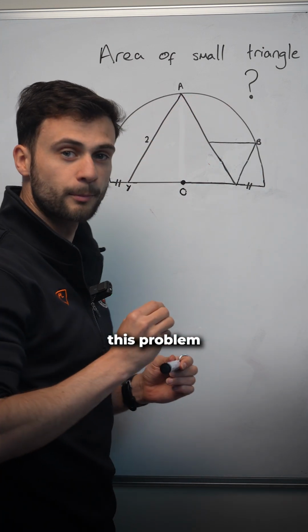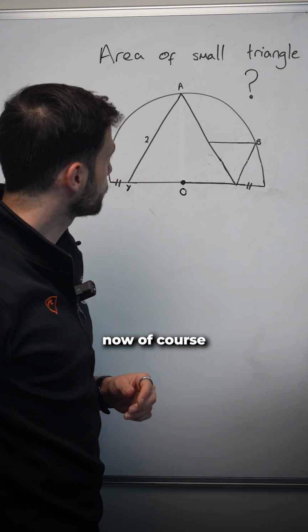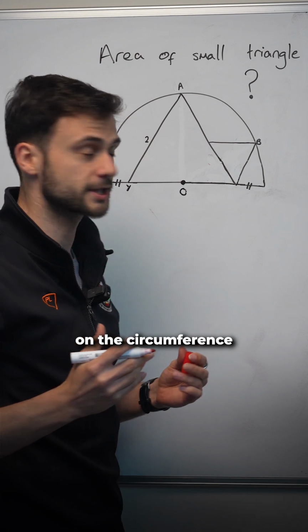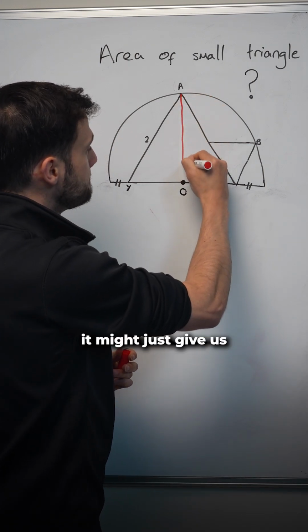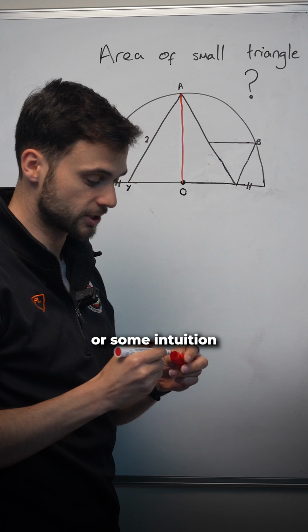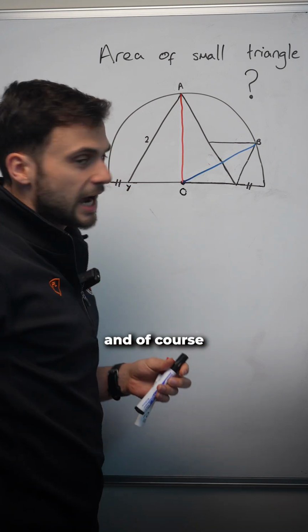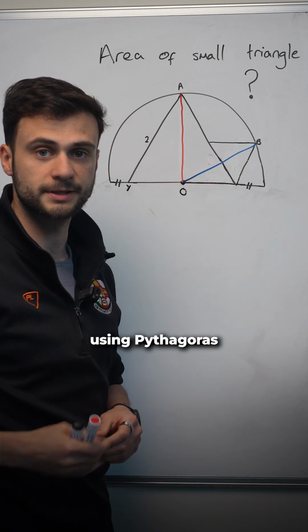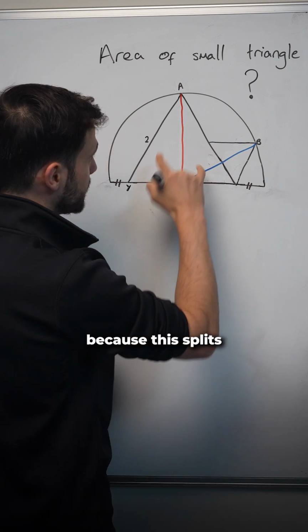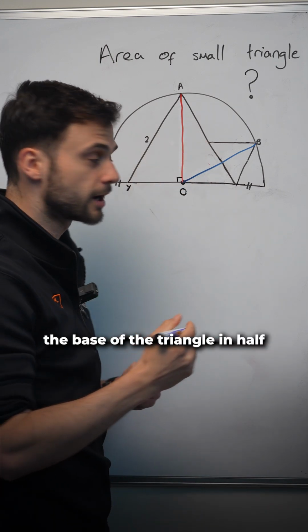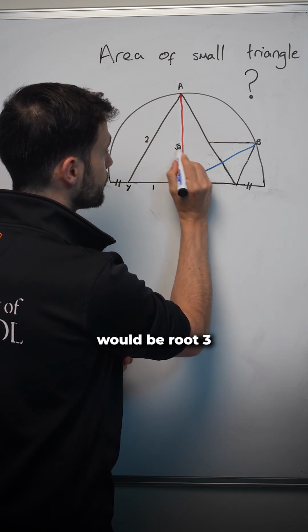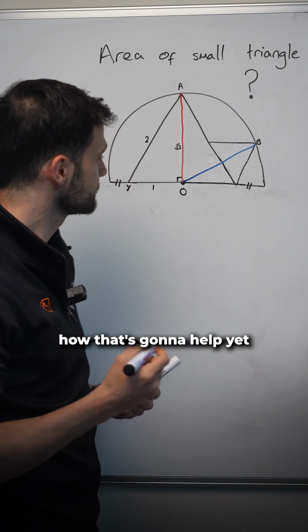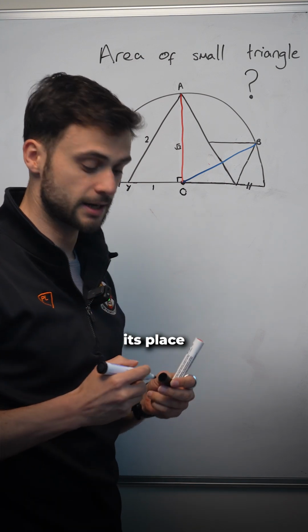So when you look at this problem, what's the first thing you might think about doing? Now, of course, it would make sense to join up the center of the circle with any points on the circumference, because when we add that radius in, it might just give us some insight or intuition about where we can go next. And from that, we could calculate the area of the larger equilateral triangle using Pythagoras, knowing that this is a right angle. Because this splits the base of the triangle in half, this length would be 1 and the height would be √3, which is also the radius of the circle. We might not know how that's going to help yet, but it's still good to find out, and it might have its place later down the line.